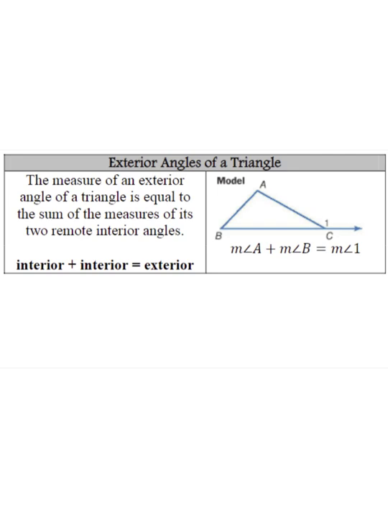The measure of an exterior angle of a triangle is equal to the sum of the measures of the two remote interior angles. What this means is that this exterior angle, angle 1, is equal to the sum of these two far away angles, A and B. So angle A plus angle B equals angle 1.